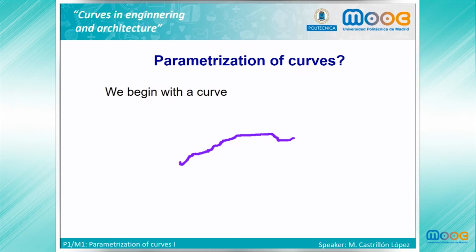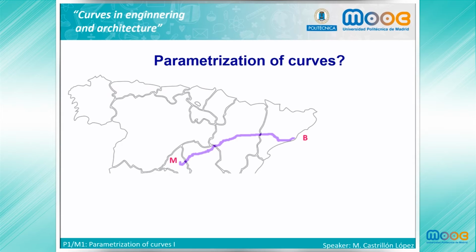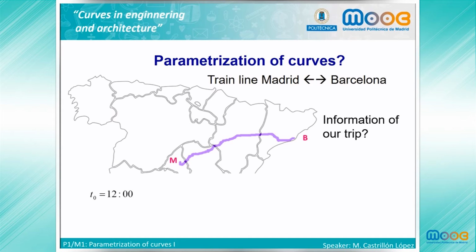But what is a parametrization of a curve? Let's do an example. We begin with a curve on the plane, as the one you have on the screen. Actually, this curve represents the rail line between Madrid and Barcelona. If you are traveling from Madrid to Barcelona, there is some information which is very important. For example, departure time, say at noon from Madrid, and arrival time, say 2:45 to Barcelona. Perhaps you also want to know when you stop at the city of Zaragoza, or even when you cross the city of Guadalajara or Lérida.